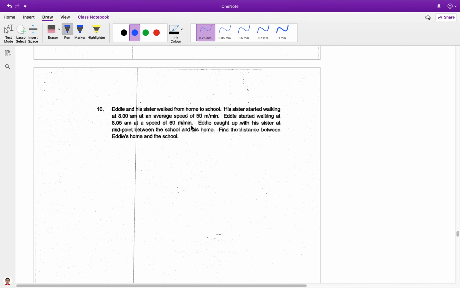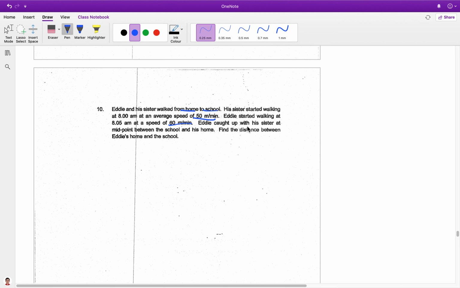Okay, let's see question 10. Eddie and his sister walked from home to school. His sister started walking at 8 a.m., right? From home to school, at average speed of this one. Eddie started walking at 8:05, which means 5 minutes late, right? At speed of this one.